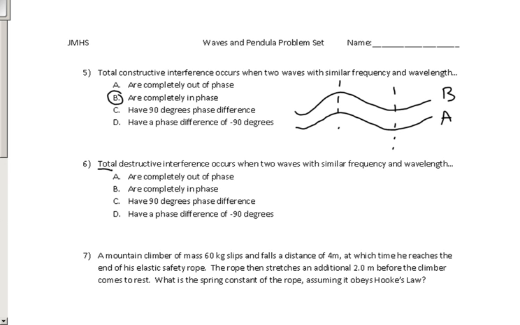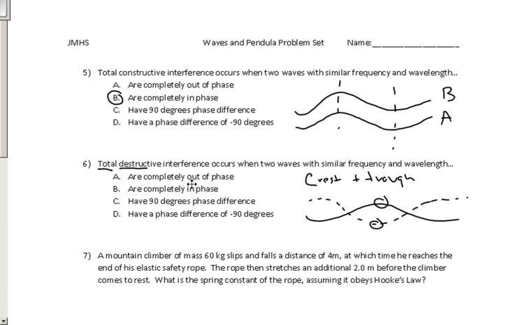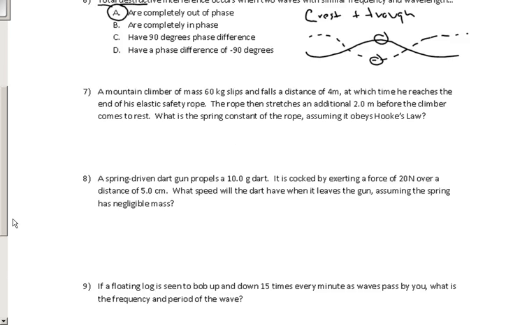For question 6, total destructive interference means that a crest lines up with a trough. So we end up seeing it goes like this, and then our opposite one goes like this. And since we are matching up a crest and a trough, this occurs completely out of phase with each other, so it must be completely out of phase.